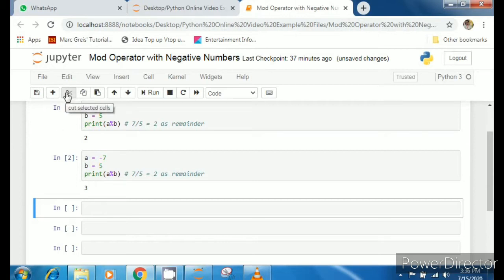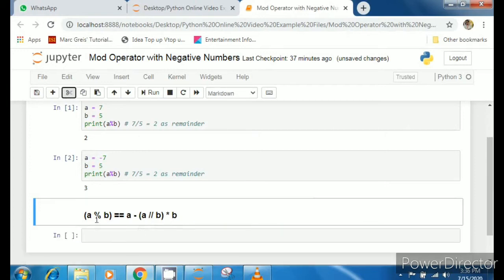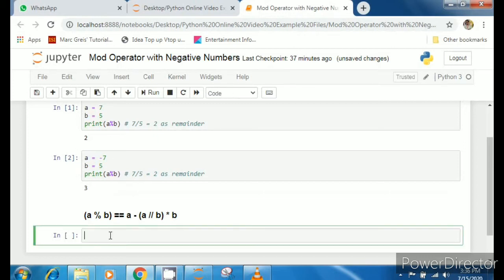Let's see the theory part. Okay, this is the formula. It is pretty simple: A minus A double slash B, which is nothing but floor division, and then into B. Now this floor division part is the actual culprit. Let's put my values here. A is minus 7, and again A is minus 7. Now I'm doing floor division. This double slash is known as floor division, then 5 into 5.